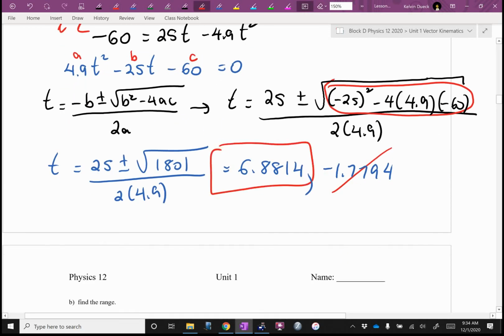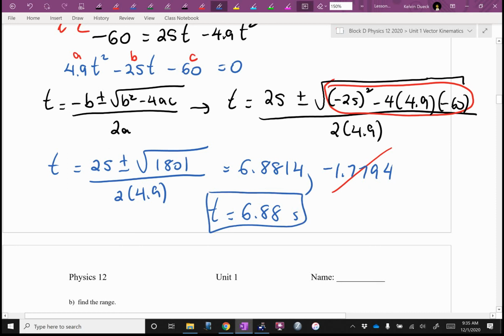Oh, hang on. Let's report my answer to 3 sig figs. T equals 6.88 seconds. I'll write that as my answer for part A, but if I'm going to use T, I'll use 6.8814. Is that what you got with the solver as well? Okay. Quadratic formula. Who knew it was useful?